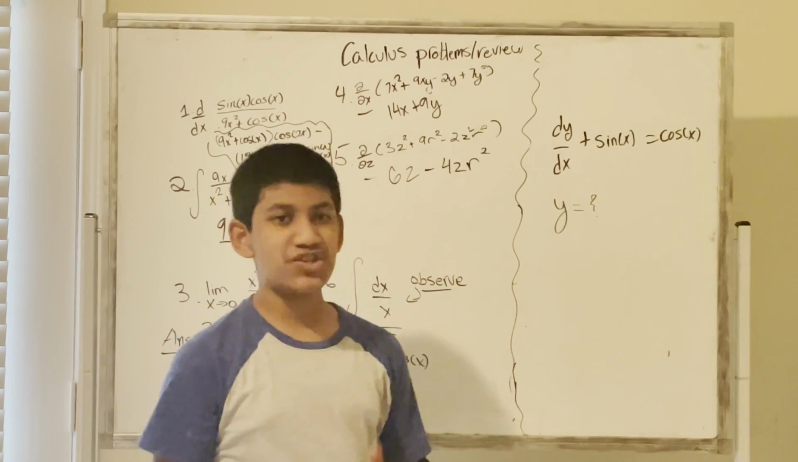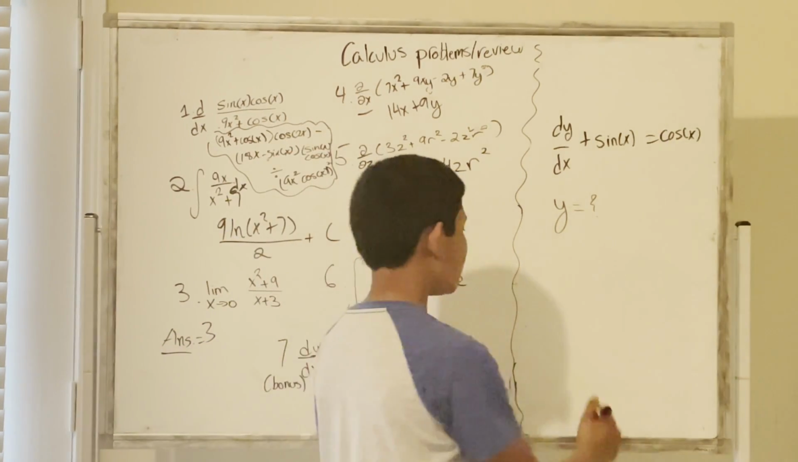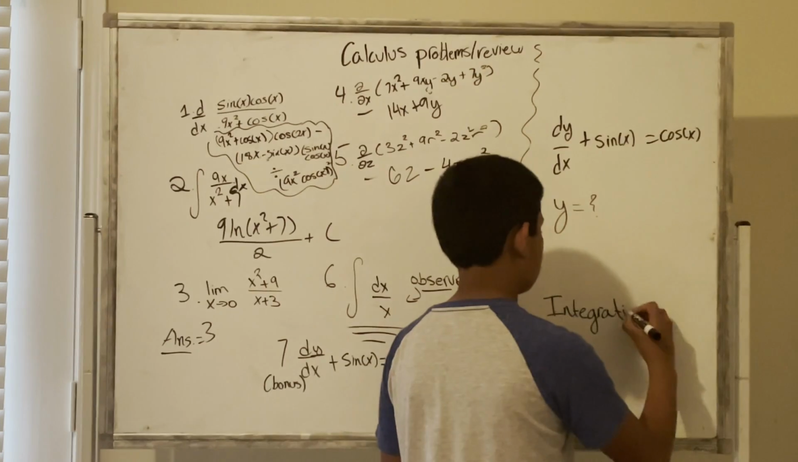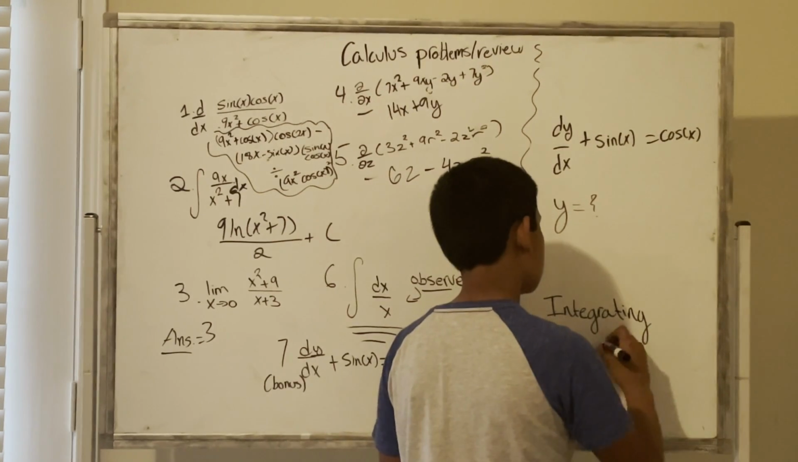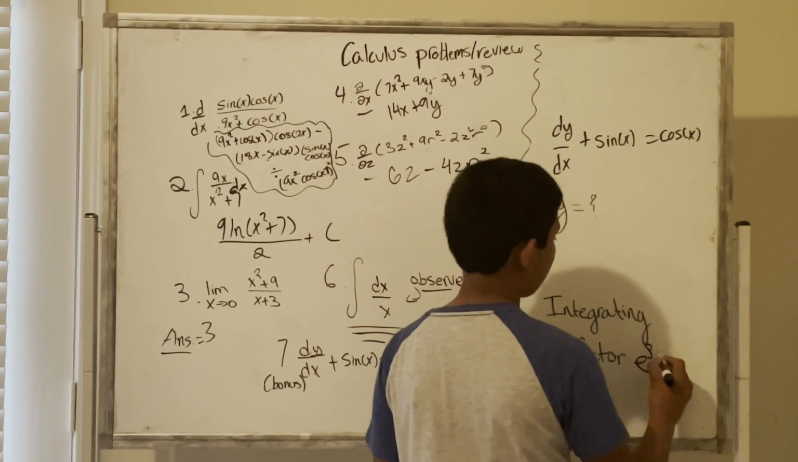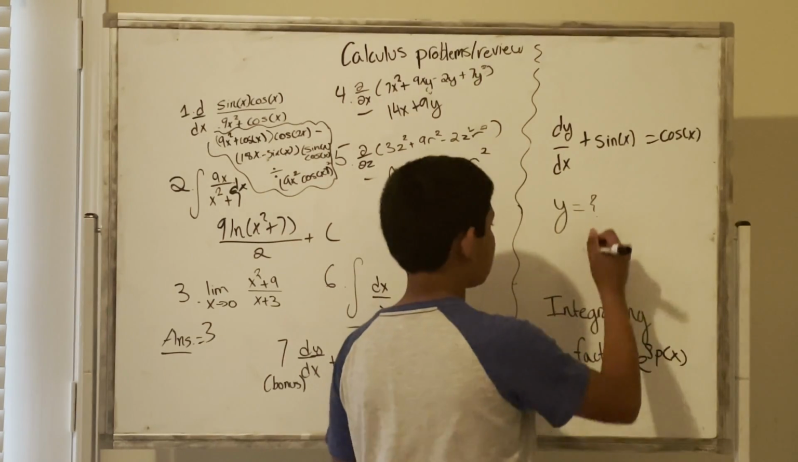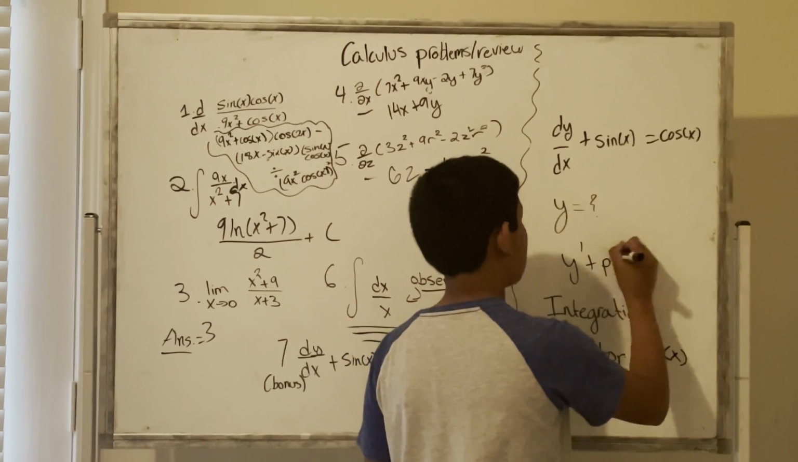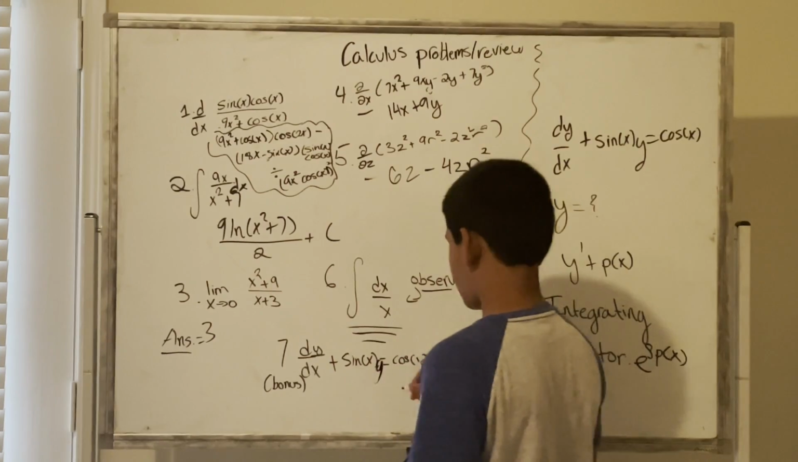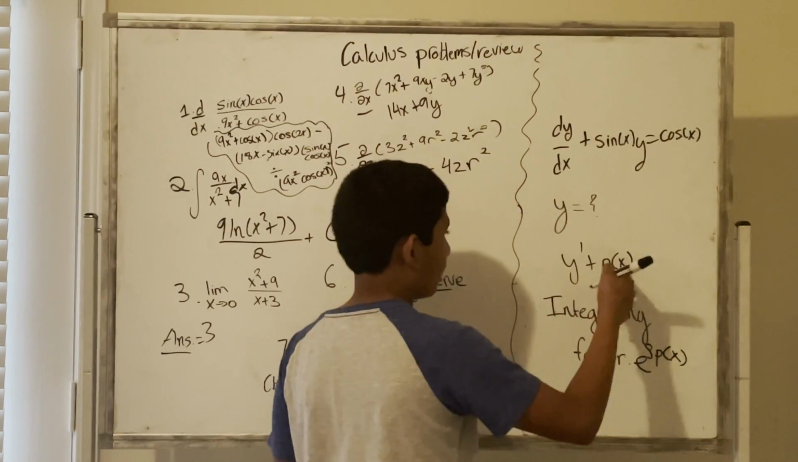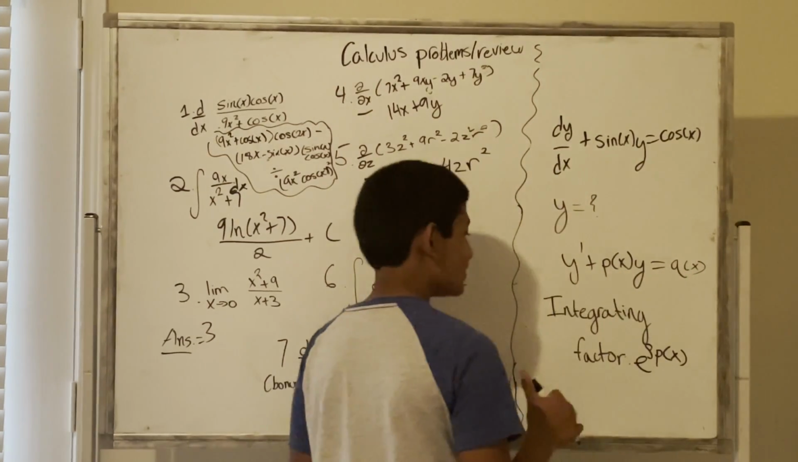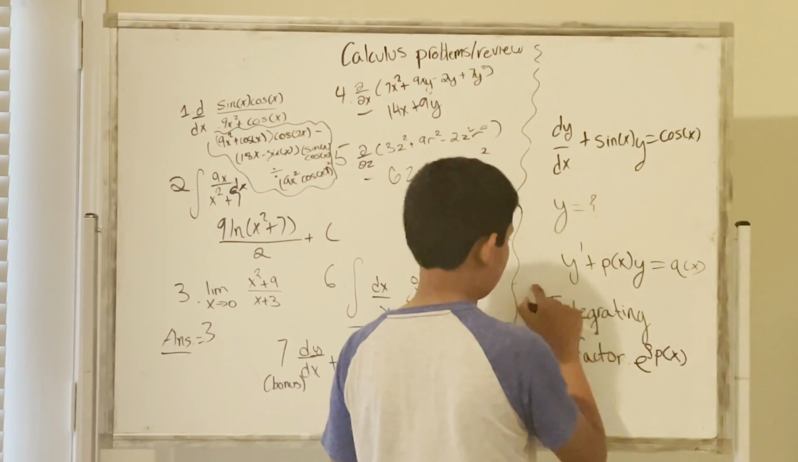And how we do it is we use the integrating factor. This is a linear differential equation, so we can use the integrating factor, which essentially is e to the integral of p of x. And the form of this is y prime plus p of x. Oh, we also have to add a y over here. So if we add a y to make this a linear differential equation, we can have p of x times y is equal to q of x. We essentially have to put the integrating factor e to the integral of p of x over here.